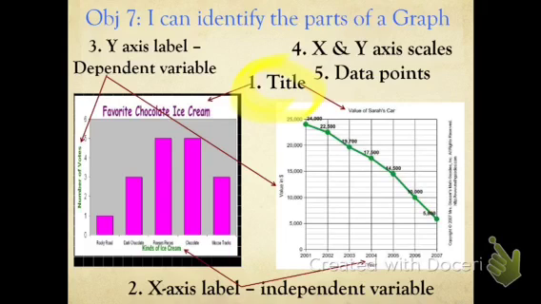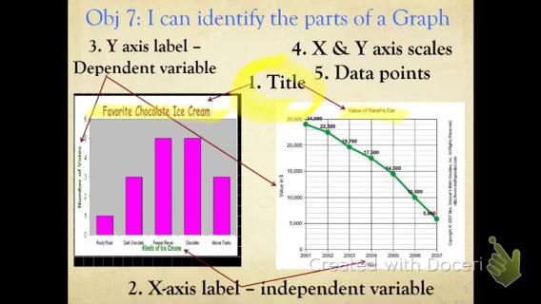Okay, if there's no title on your graph, then people who are looking at your graph and trying to interpret it have no idea what it is that you're talking about or what your graph is about. So the title tells you what your graph is about. So this one shows the value of Sarah's car, and this graph over here shows favorite ice cream. Oh, different types of chocolate. Favorite types of chocolate ice cream.